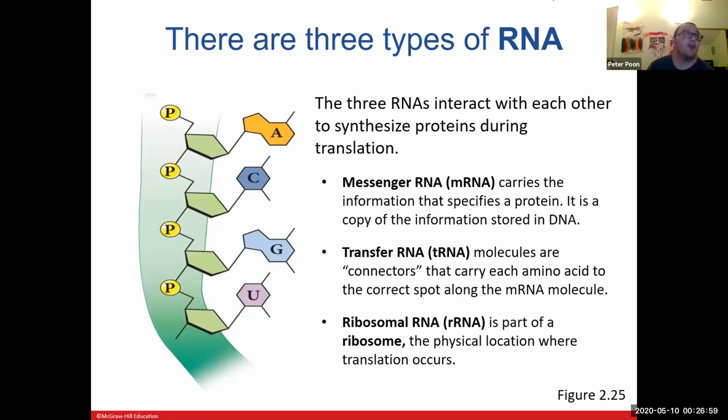All right. There are 3 types of RNA that you have to know. Messenger RNA, or mRNA, carries the information that specifies a particular protein. It is the copy of the message in DNA. Transfer RNA molecules carry amino acids to the right spot. Ribosomal RNA is part of the ribosome. The ribosome, we talk about it being one thing, but in reality, there are multiple parts to it. Most of the parts are actually made of ribosomal RNA.